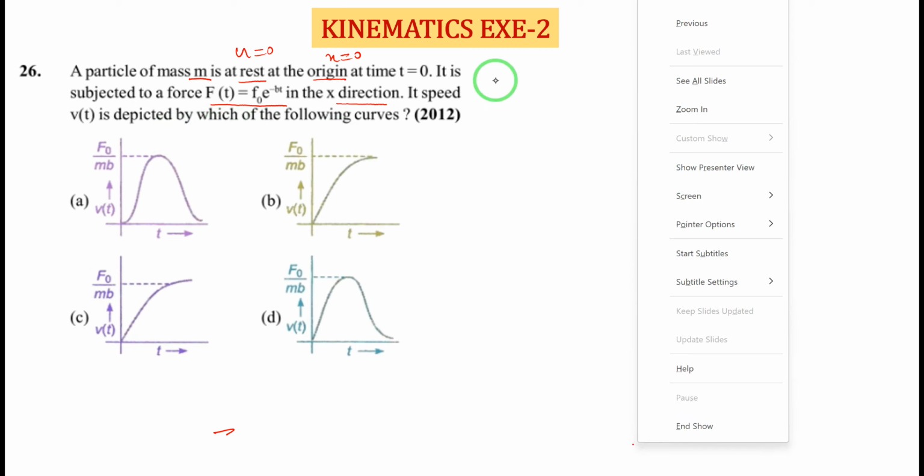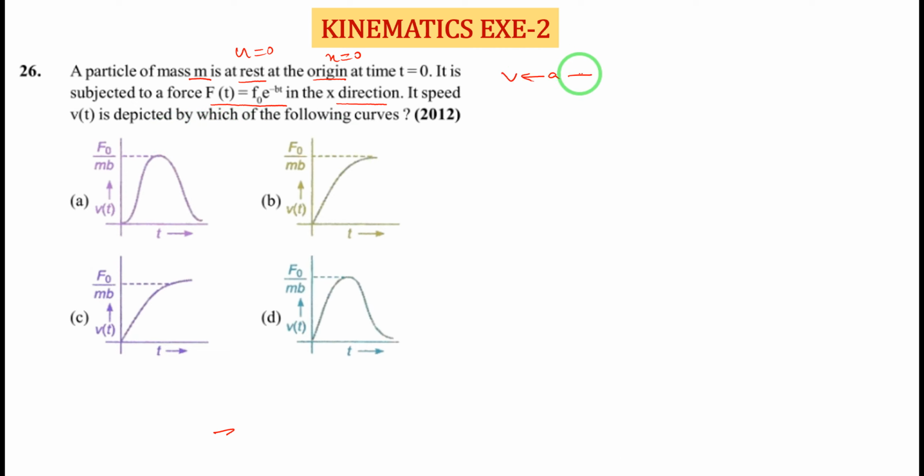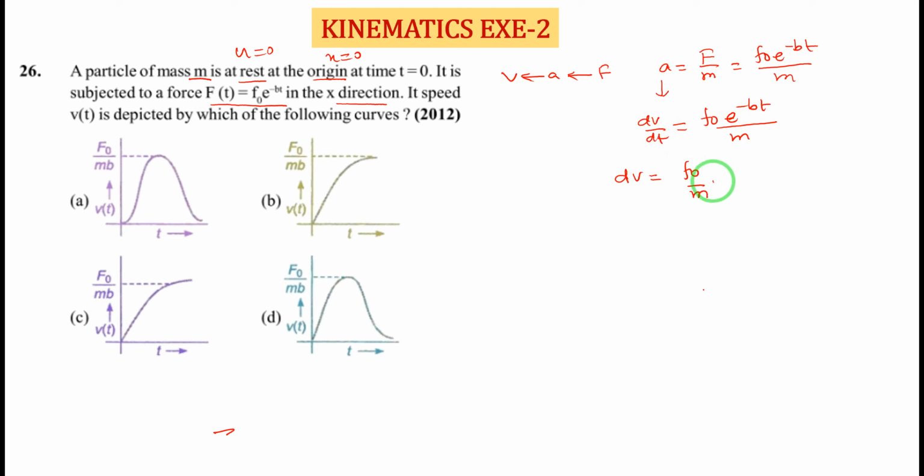So for velocity, you need to have velocity, which will come from acceleration, which will come from force. So we will write acceleration equals F upon m, F naught e to the power minus bt upon m. Then you will write dv upon dt, and take dt on the other side where the t is there. So dv equals F naught upon m e to the power minus bt into dt.